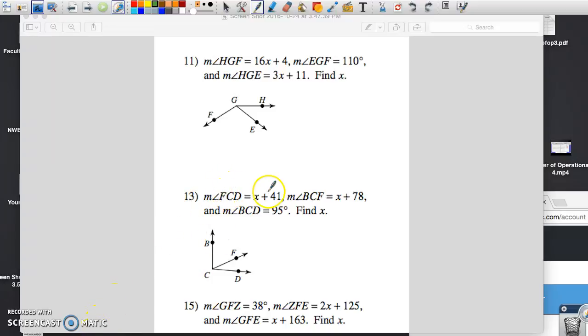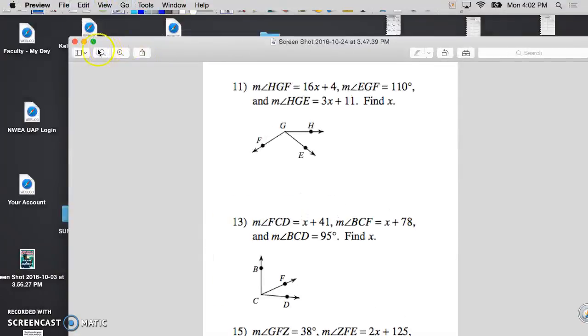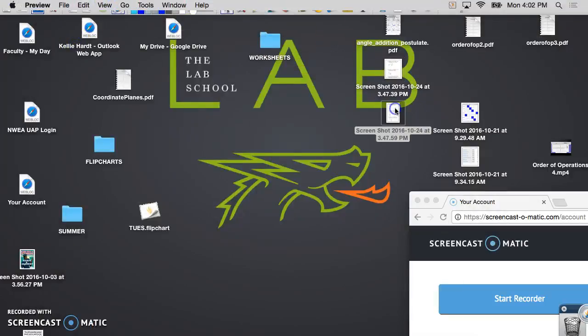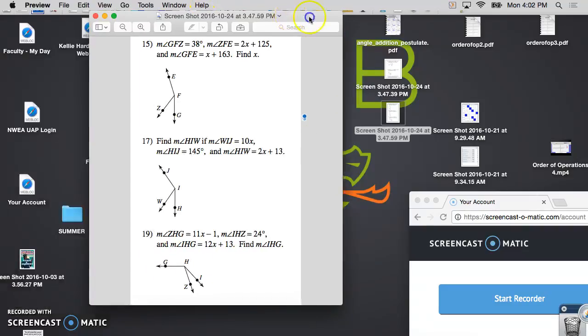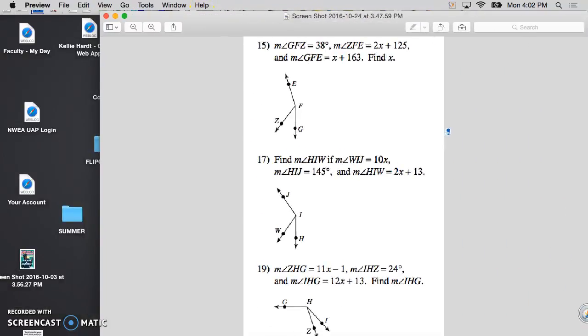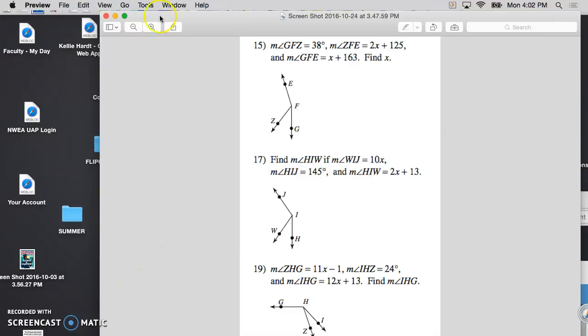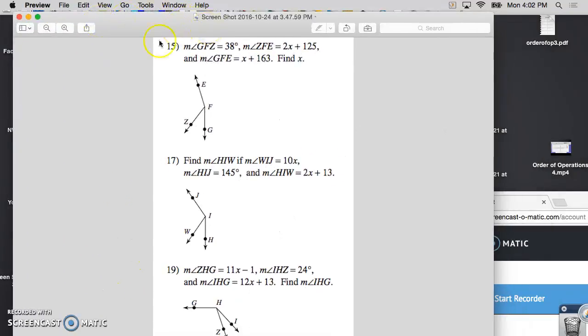All right. FCD is x plus 41. Good. Measure of the angle BCF. BCF is x plus, wait, that's the same one I'm doing. Someone could have told me that. So now, number 15, I think that's another one. Let's see, I can get a better looking version of number 15. It should be right here. There we go. Yeah, it only took me a minute to realize I was doing the same thing. Okay, so number 15, here we go.